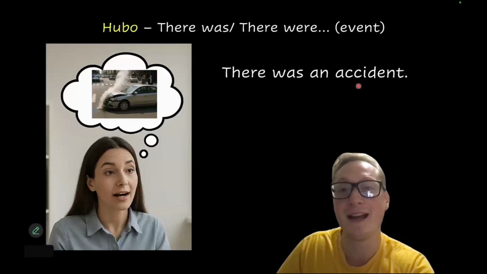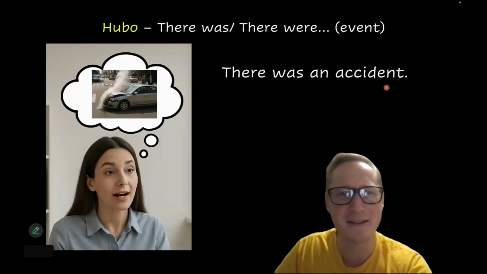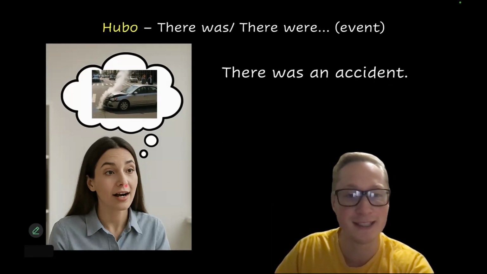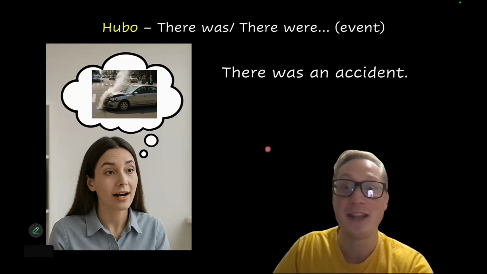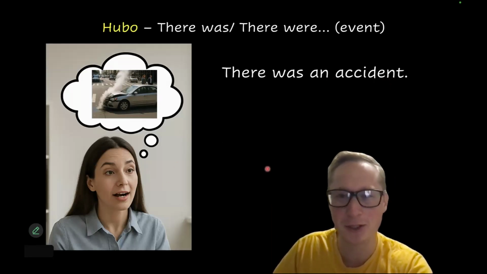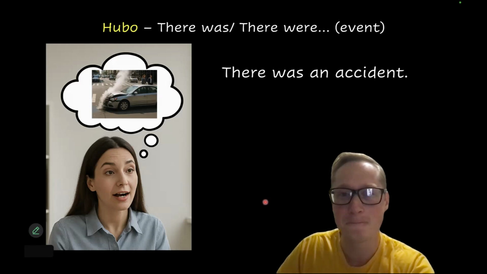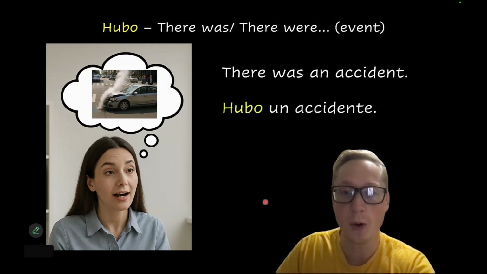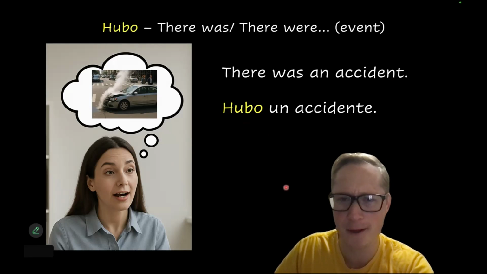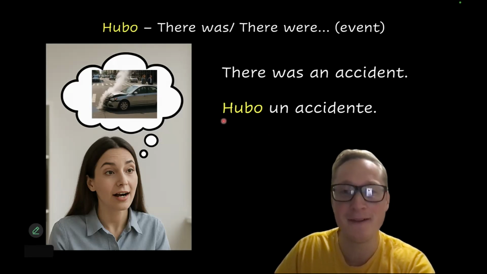We're going to use the word an accident. An accident is an event that occurred. So this lady is telling her coworker there was an accident. Go ahead and translate that. Hubo un accidente. You didn't say había, did you? No. An accident being an event.